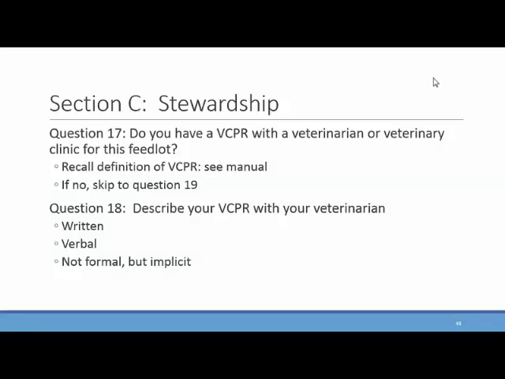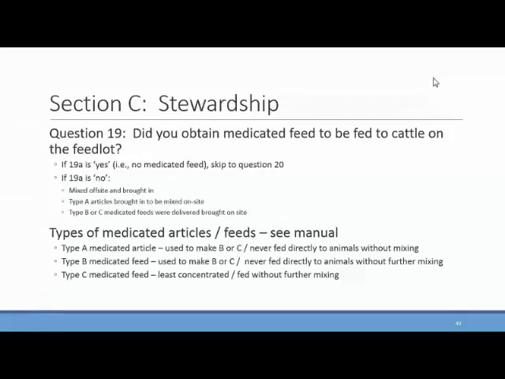And so question 17 specifically says, do you have a VCPR? And if they say no, then you can skip to question 19. But question 18 would be a description of the producer's VCPR. And as I said, some states require a written signed document. Some just state they have a verbal agreement, and some say they have one, but it's informal. And I think what we'll find is this will change over the years as the FDA guidance goes into effect. So I'm going to pause here for a few seconds and see if anyone has any questions about the VCPR information and where to get more information on that.